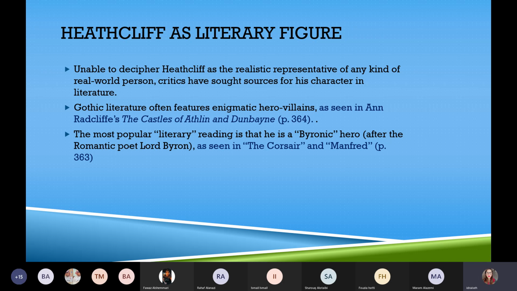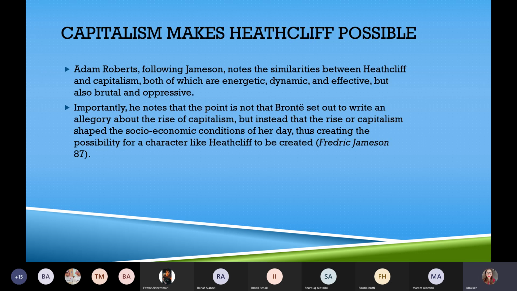So it's not something that is new or unheard of. And also there is the Byronic hero, from Lord Byron, and the Byronic hero existed 40 years before the characterization of Heathcliff's character. So probably Emily Bronte was influenced by the Byronic hero when she drew Heathcliff's character. Of course, we've been talking in 1830A and last time about capitalism. How can capitalism make Heathcliff possible? Now, there's a critic, his name is Adam Roberts. He was following in the footsteps of Frederick Jameson.